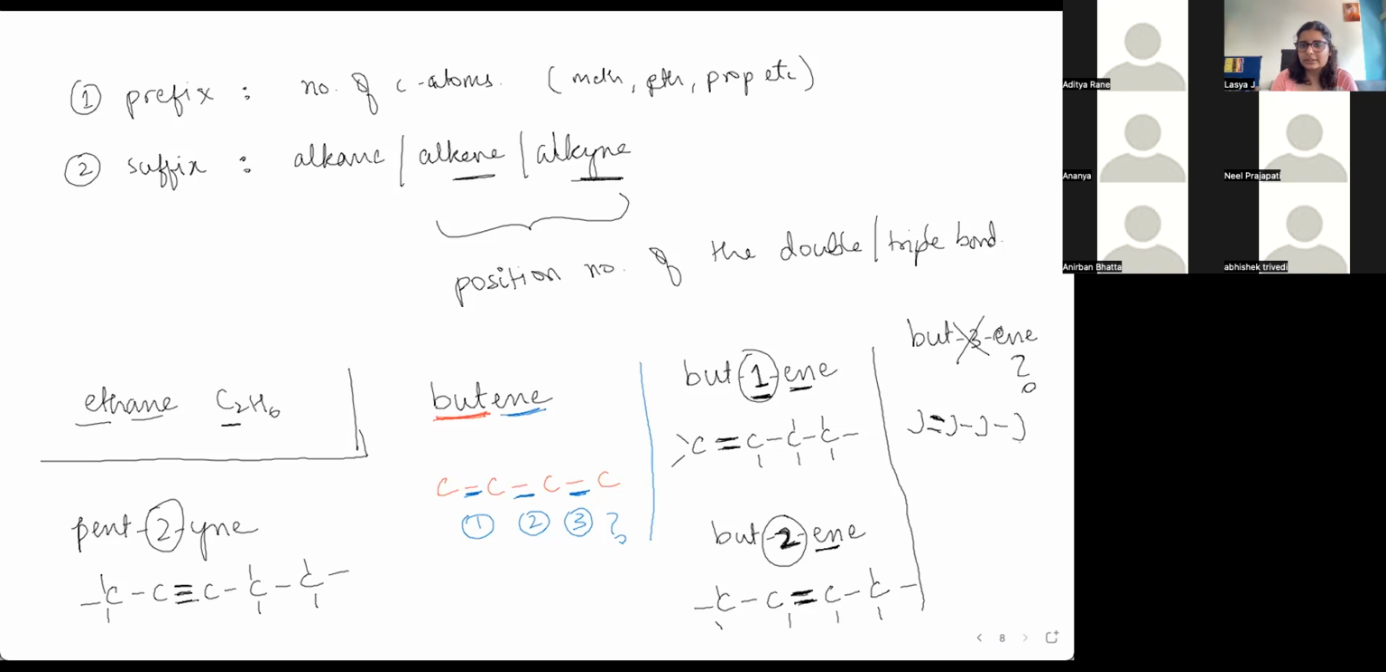So that's another rule. Whenever you're deciding the position number, if there are multiple ways of counting, like if I can count from the left side as 1, 2, 3, 4, or if I can count from the right side as 1, 2, 3, 4, go with the smaller number. So the position number always has to be the smallest number.